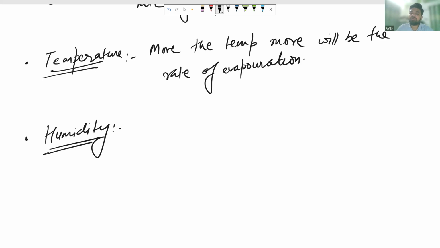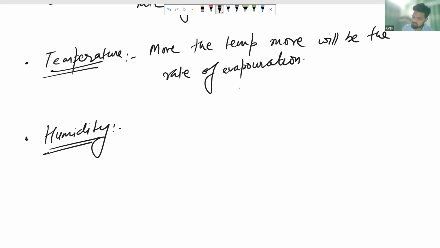Now, can you tell me, if the humidity is more, will the rate of evaporation be more or less? Less. Why? Because there is more water. Tell me, other students, why are you not answering? Samia, why will it be less?